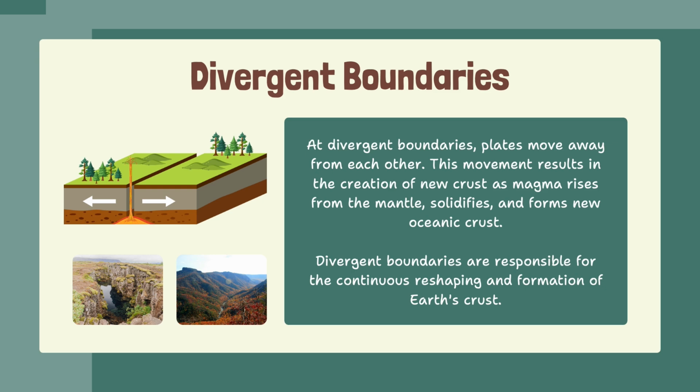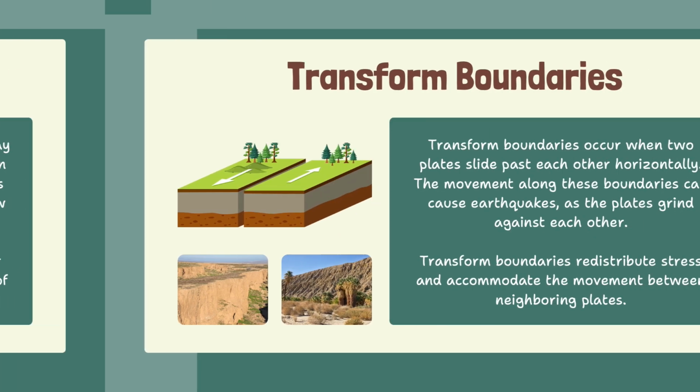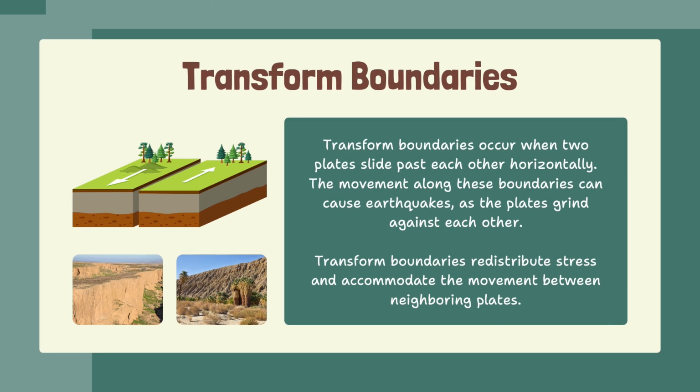And then divergent boundaries move away from each other, and we call these constructive boundaries or margins because they result in new oceanic crust. So they are the ones that are responsible for the reshaping and the formation of the Earth's crust. And then the transform, it's two plate boundaries that are just next to each other, but they're sliding past each other.